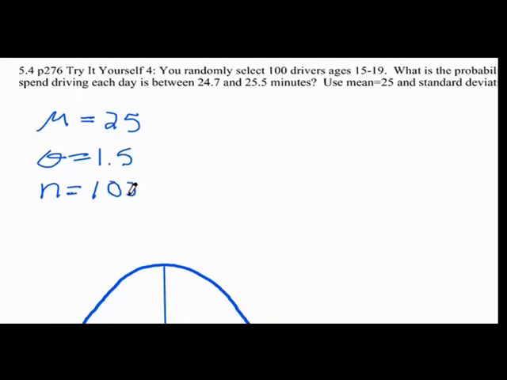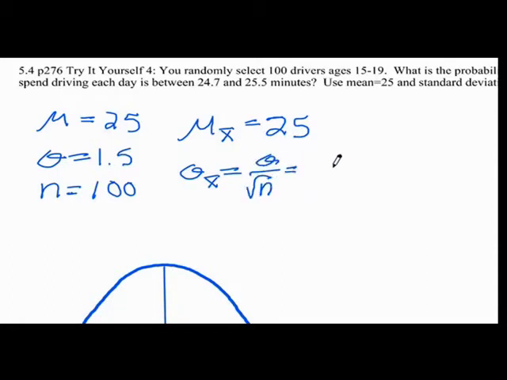So first we need to find our mu sub x bar, which is just the same as the mu, which is just going to be 25 there. And then our sigma sub x bar, which is the standard deviation divided by the square root of n. In this case, it's going to be 1.5 divided by the square root of 100, which will give us 0.15.